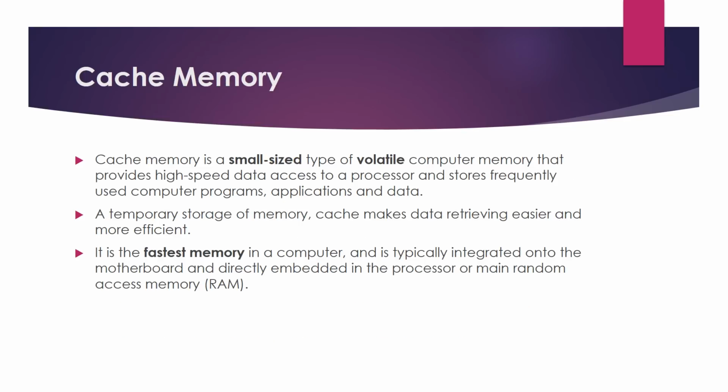Then it's cache memory. Cache memory is a small size type of volatile computer memory which provides high speed data access to a processor.